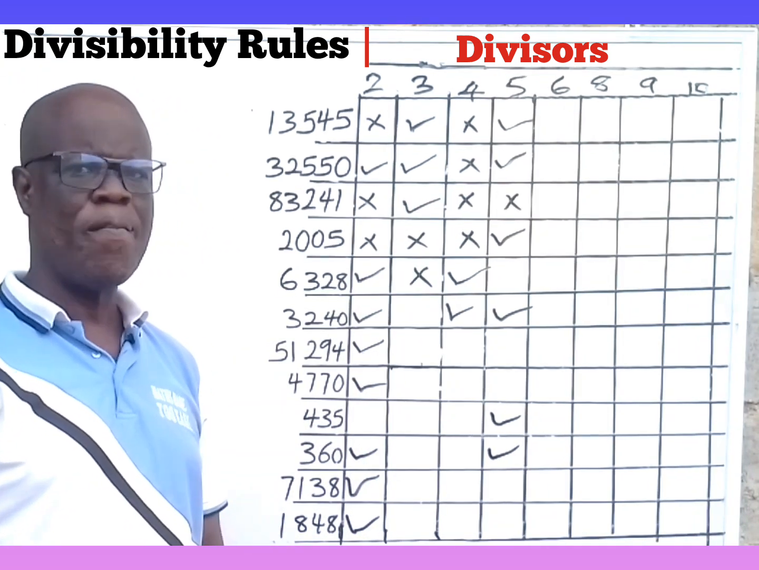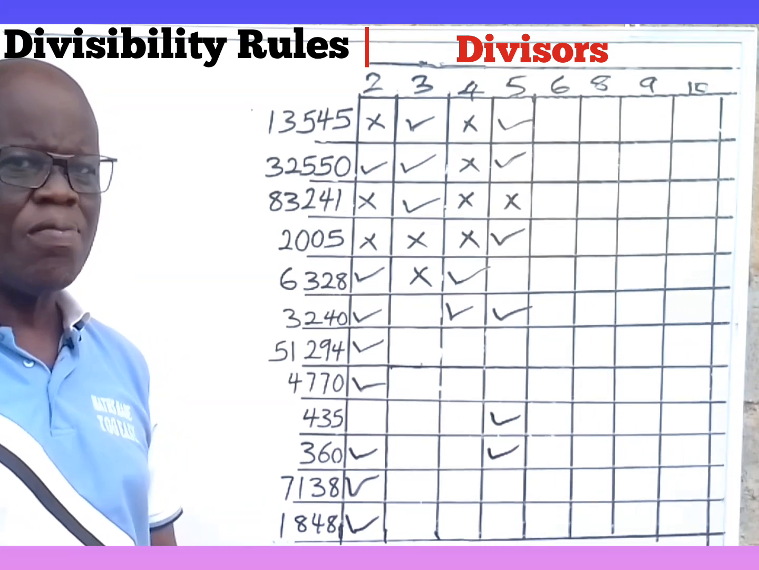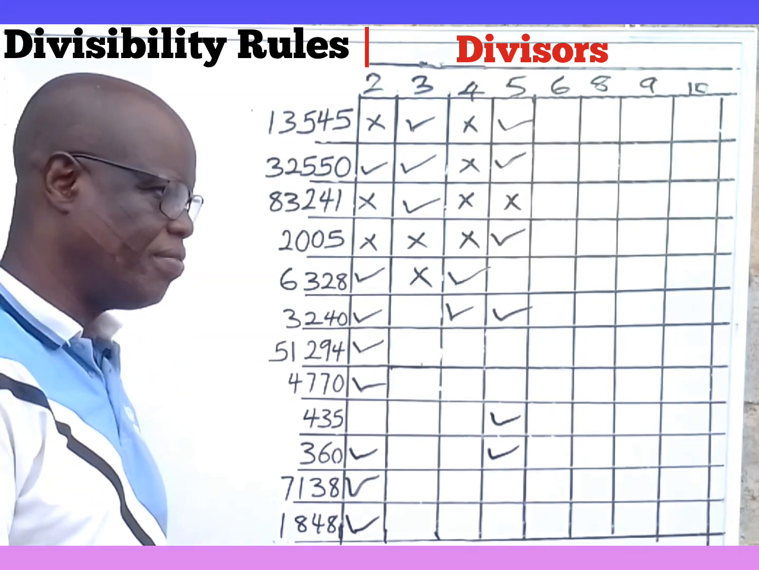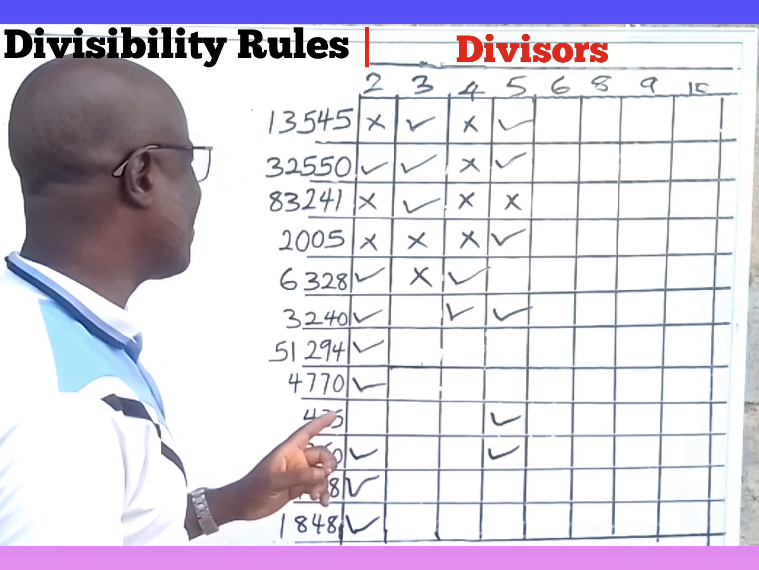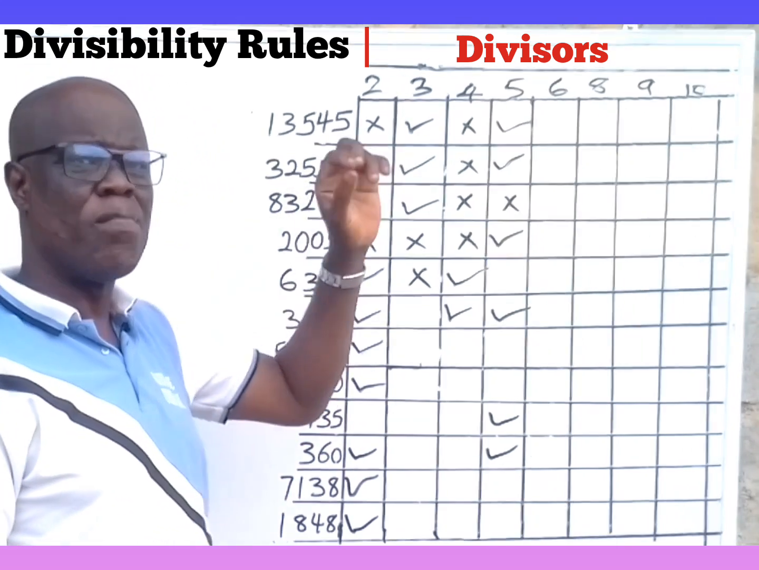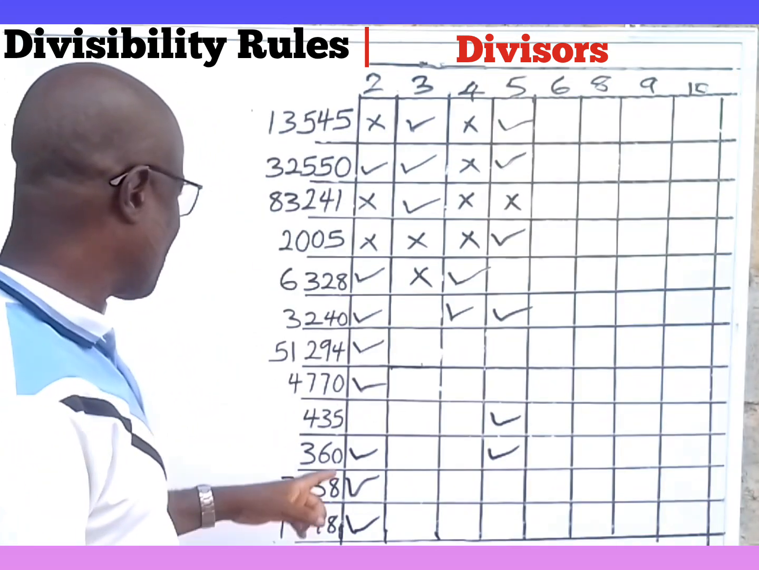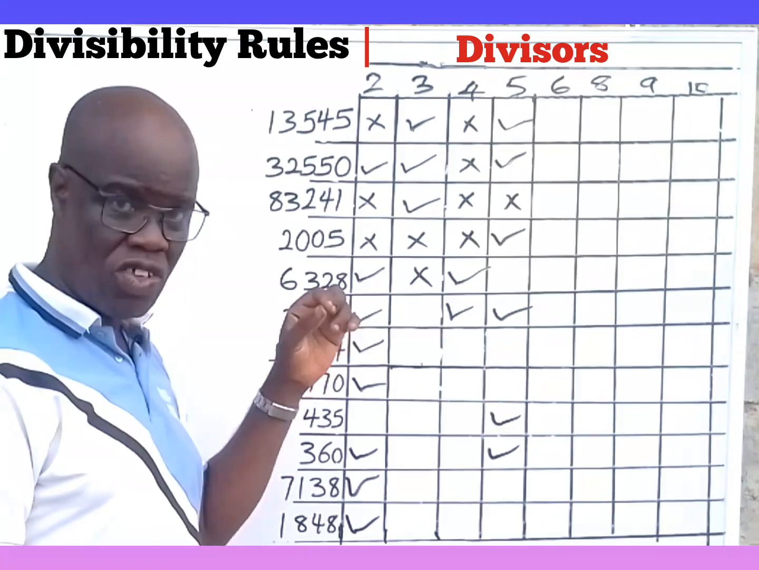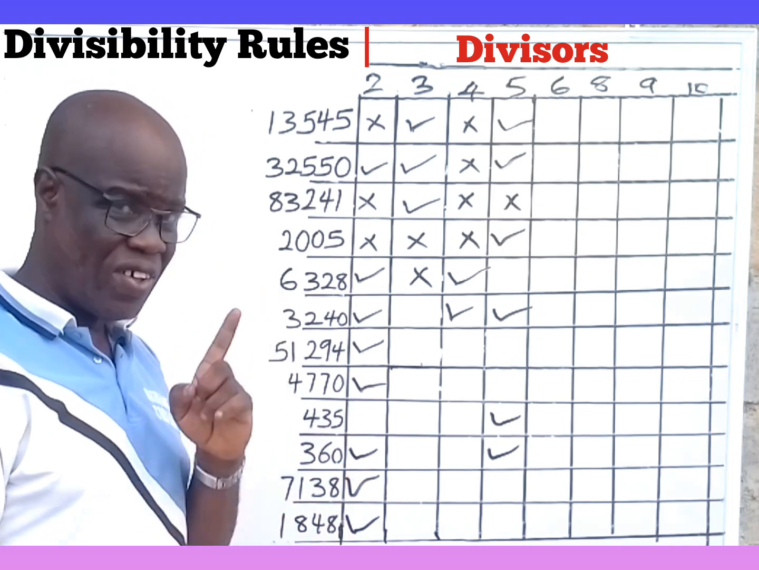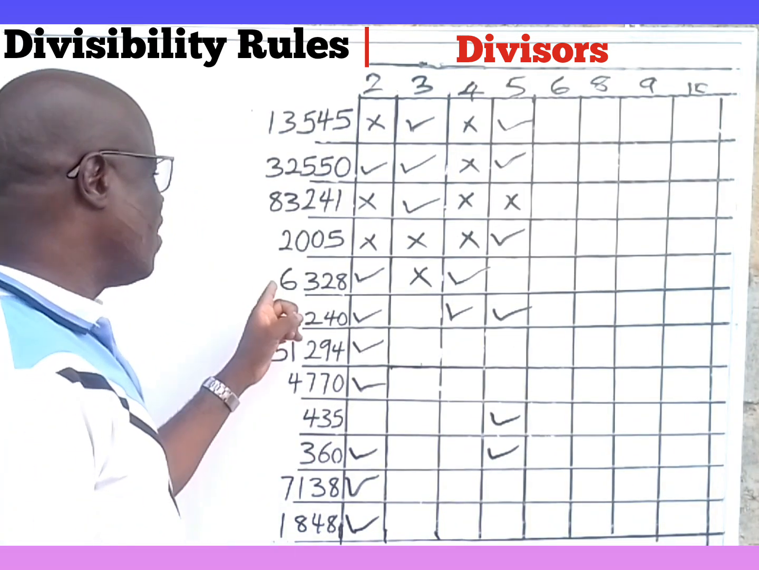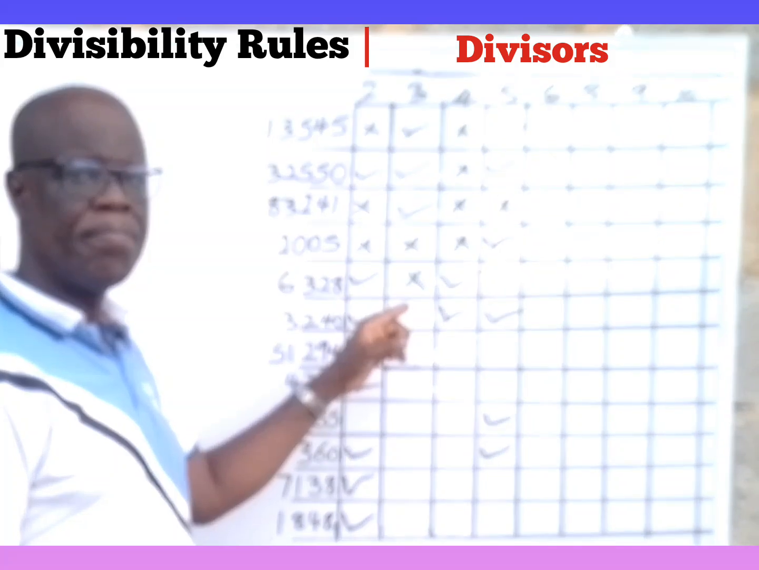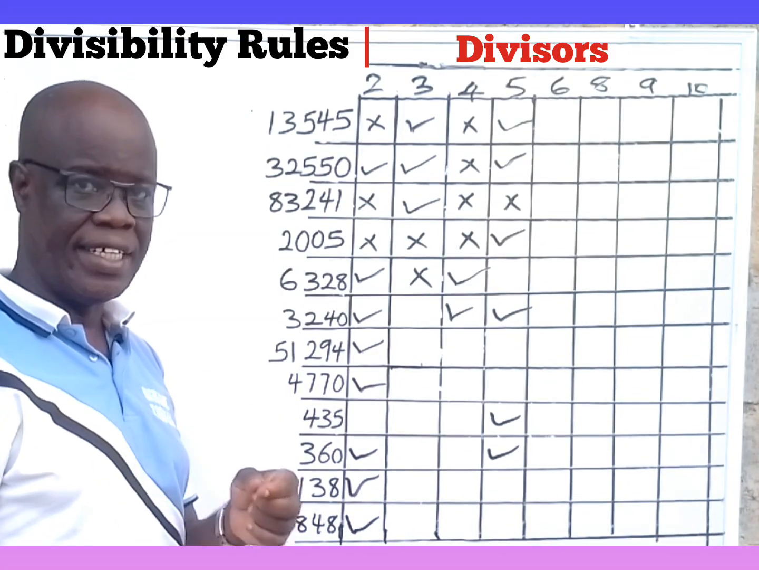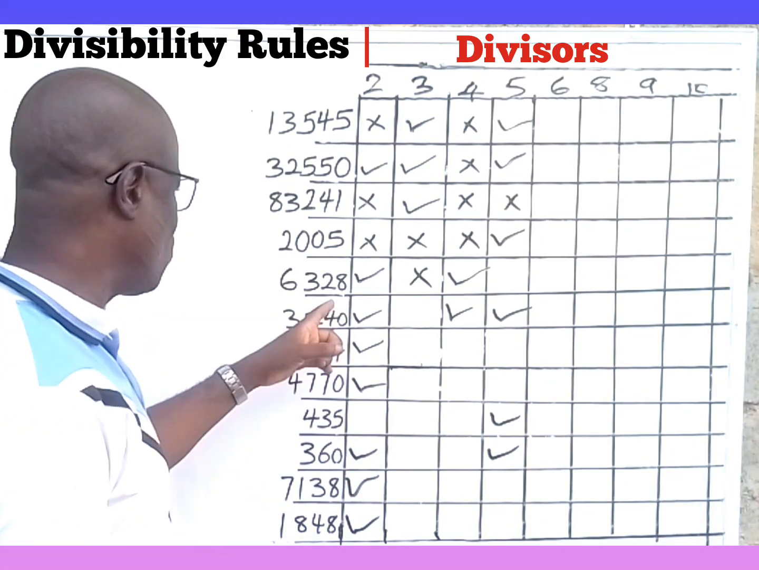How do you know a particular number can be divided by 6 exactly without remainder? The first condition is that the last digit of that number must be an even number. For example, this is an even number. It's an even number because if you divide 8 by 2, it will go exactly. So that's the first condition. The second condition is that if you add all the numbers together and you divide it by 3, it will go exactly.